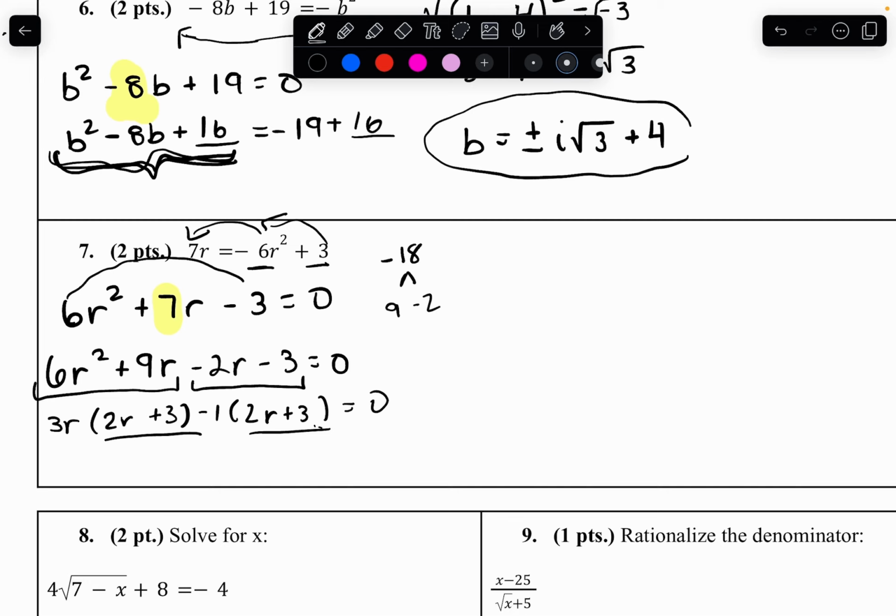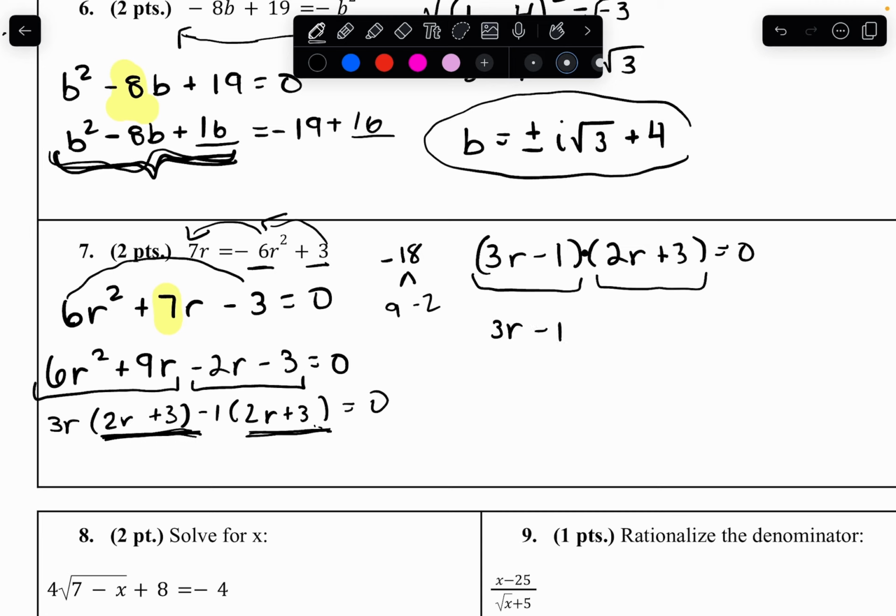Some of you, if you do this and you don't end up with two common factors, then the equation is not factorable. You can't force it. So we have 3r minus 1 times 2r plus 3 equal to 0. Again, your friend, the zero product property. You have two factors that are being multiplied together, and when they're multiplied together, you get 0. So either 3r minus 1 is equal to 0, or 2r plus 3 is equal to 0.